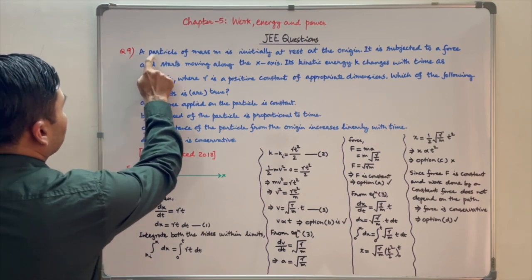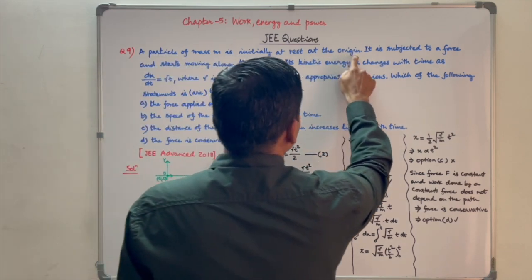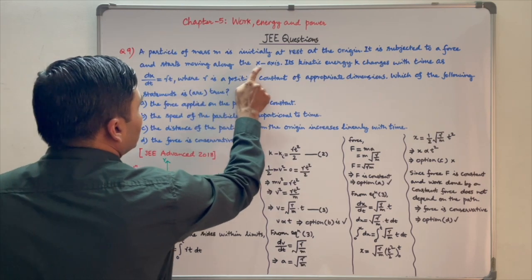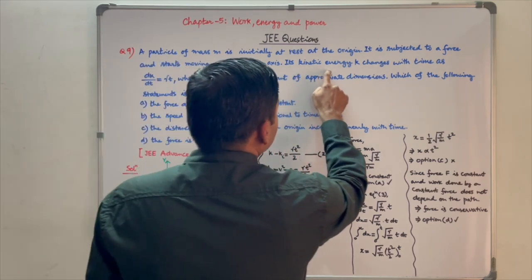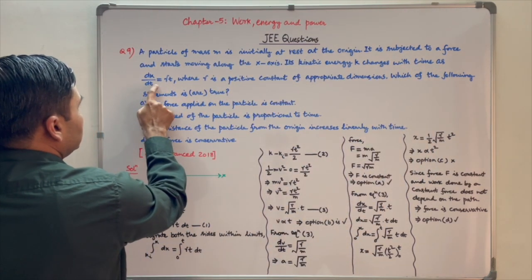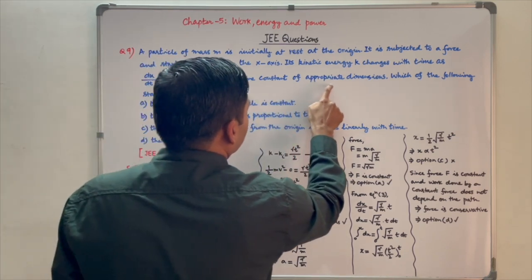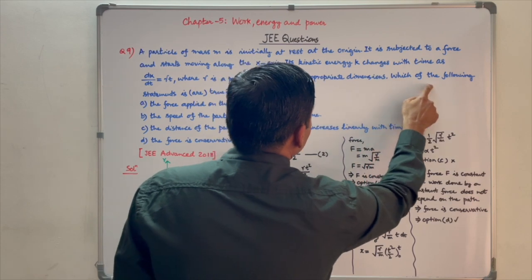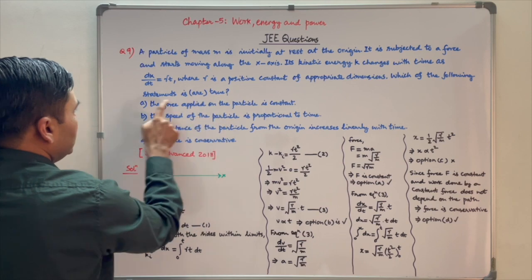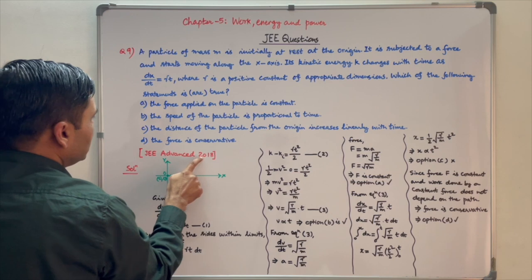Ninth question. A particle of mass m is initially at rest at the origin. It is subjected to a force and starts moving along the x-axis. Its kinetic energy K changes with time as dK by dt is equal to gamma t, where gamma is a positive constant of appropriate dimensions. Which of the following statements is or are true? These are the statements given. This question was asked in JEE Advanced 2018.